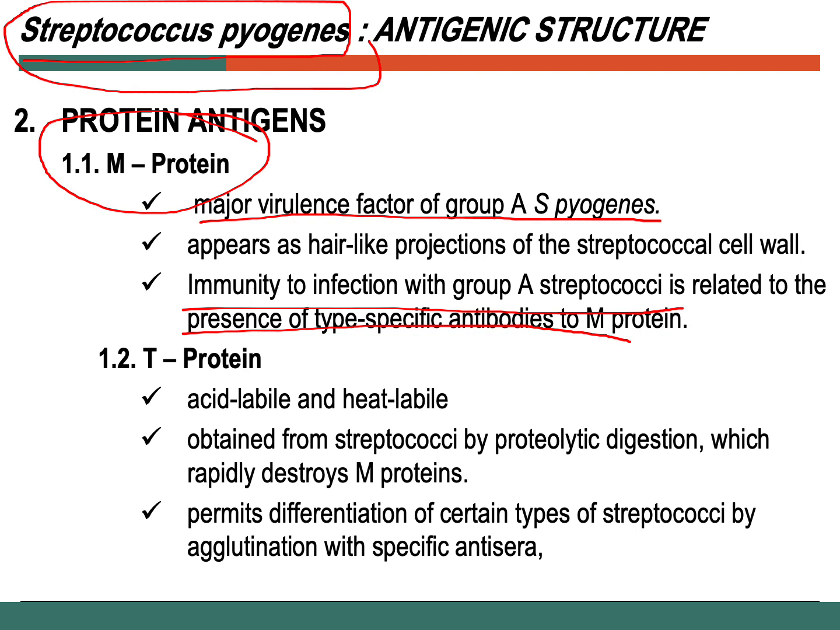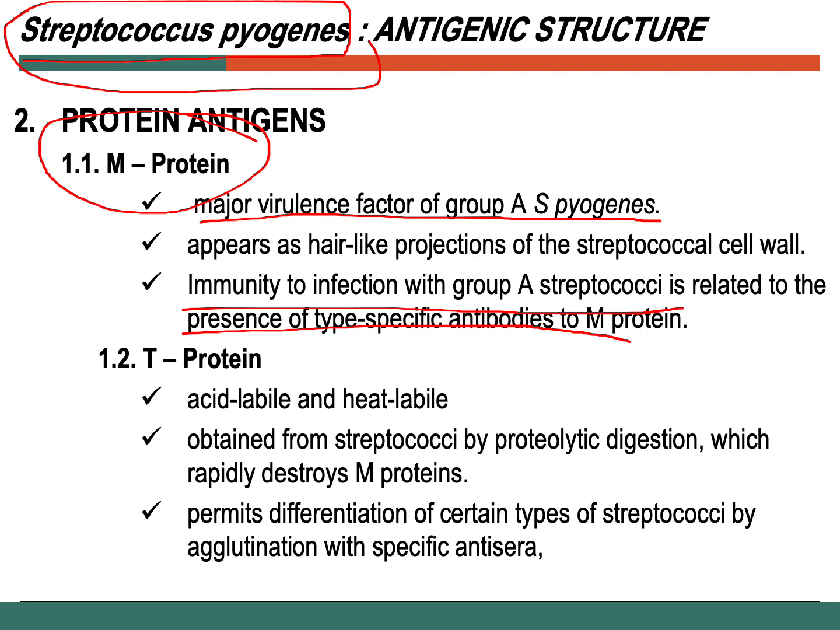So, since this is a hair-like projection, class, it is known also as febrile antigen. Okay? Your M protein is primarily for adherence to mucosal cells, and it also has an antiphagocytic property which blocks the complement cascade system.